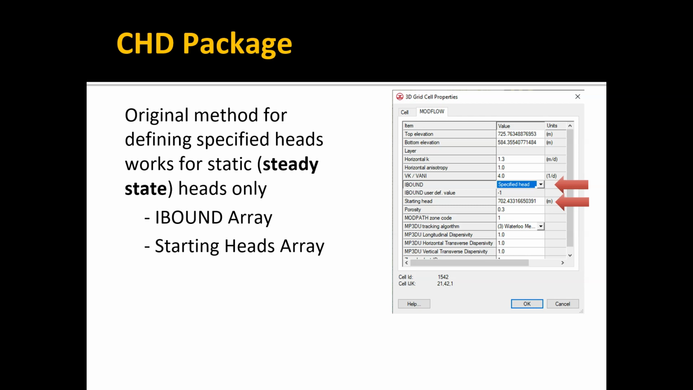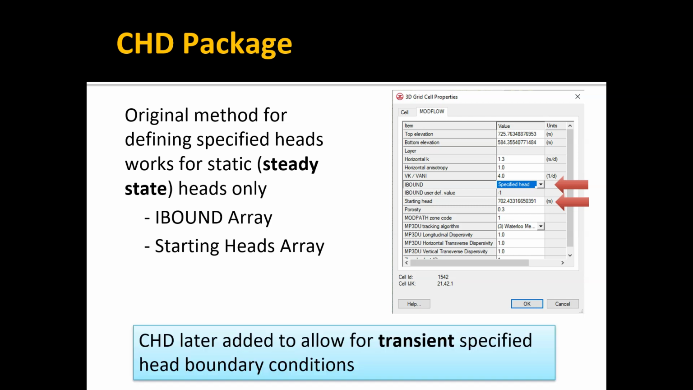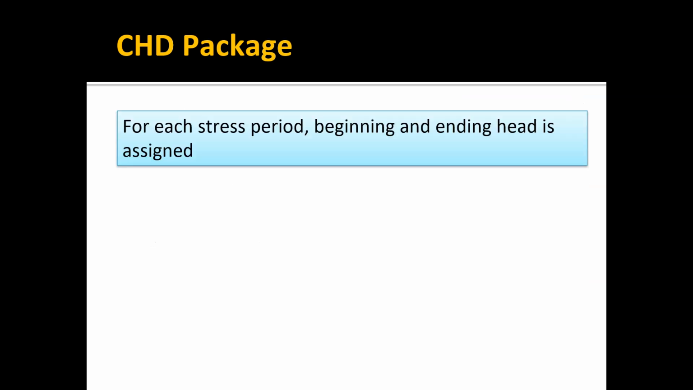Well, the starting heads array is a steady state array. There's only one starting heads array. It doesn't change in time. So this original method, by definition, only works for steady state specified head boundary conditions. But if you want to use specified head conditions that change over time, you have to use the CHD package, which was added several years later and allows us to have transient fixed head boundary conditions.